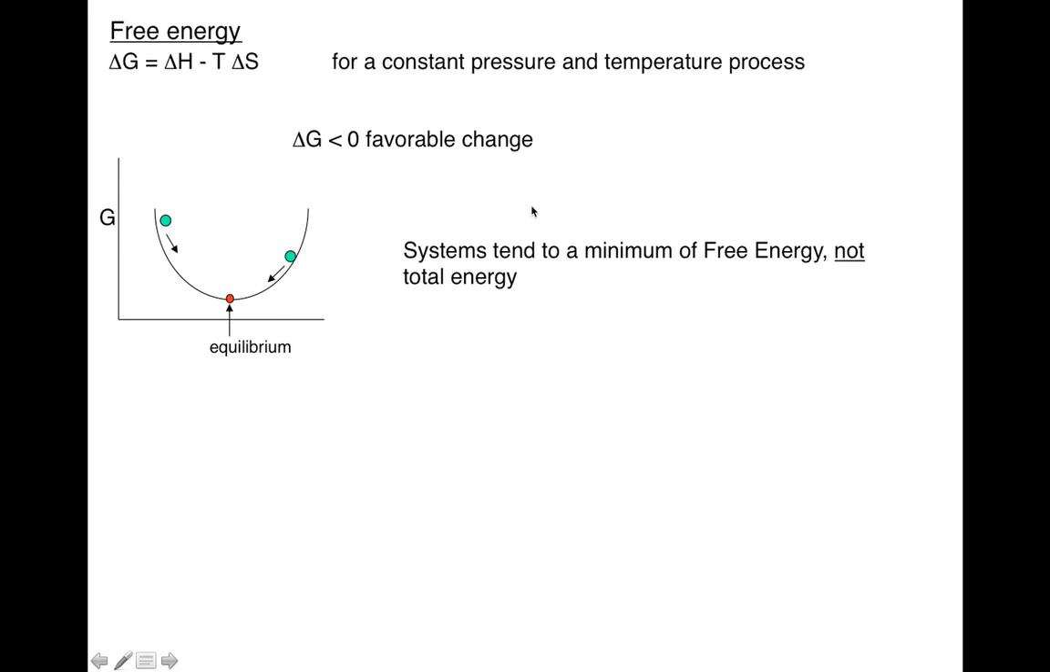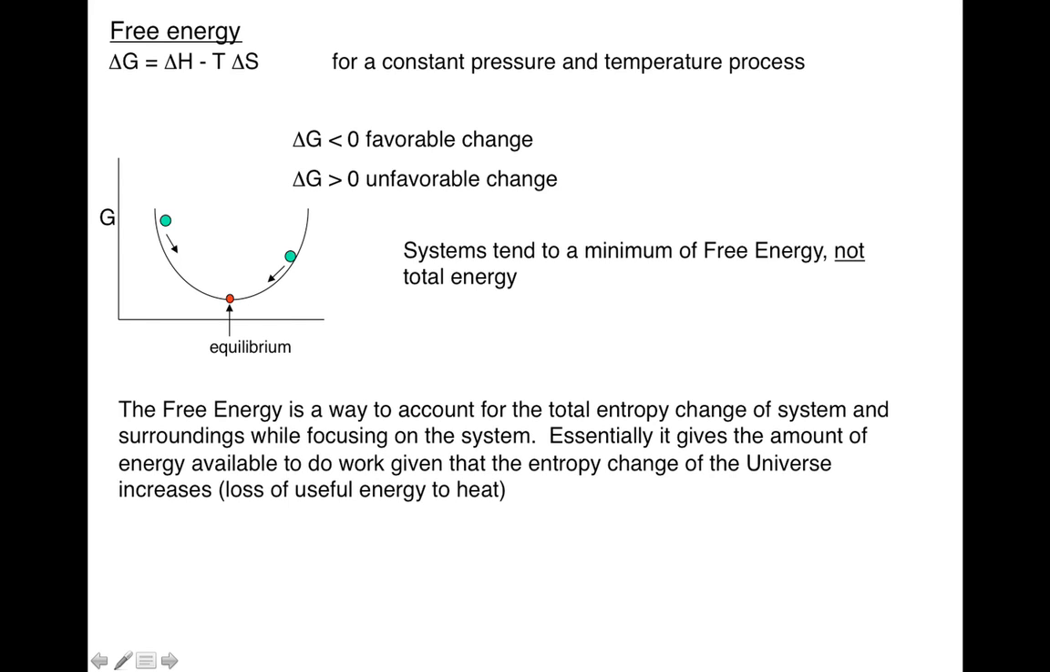And again, it's negative for a favorable change. It's positive for an unfavorable change. So really, the way to think about free energy is that it's a way to account for the total entropy change of the universe, the system and the surroundings, but focusing on the system. And it's essentially giving us the amount of energy that's available to do work, given that the entropy change in the universe has to increase. Or a way to think of it is that you lose useful energy to heat. Okay, and this is why you never have perfectly efficient processes, and you learn about steam engines and so forth, and that's really the concept.